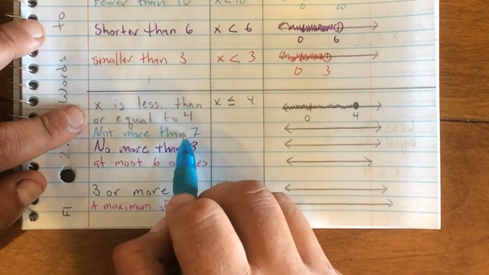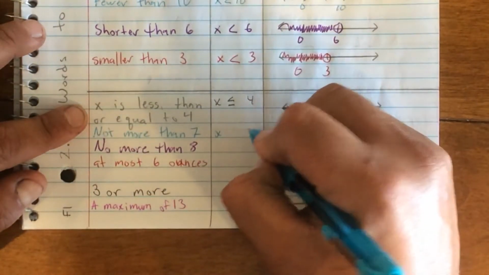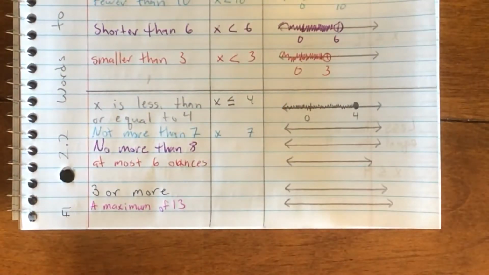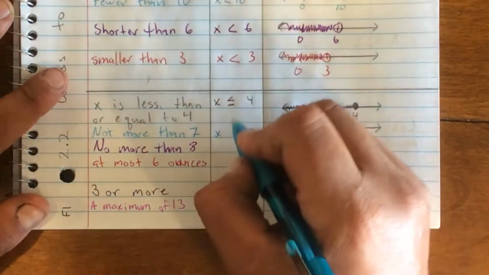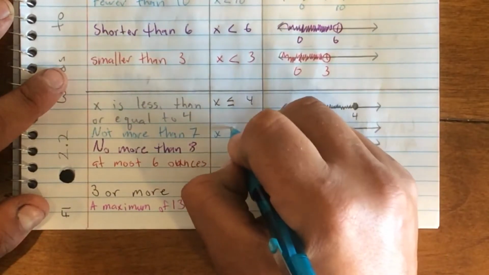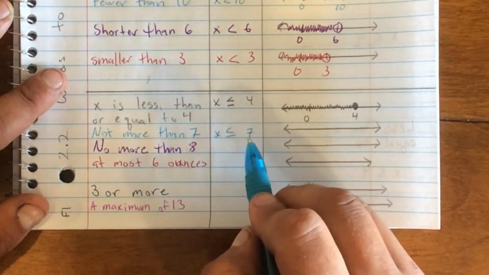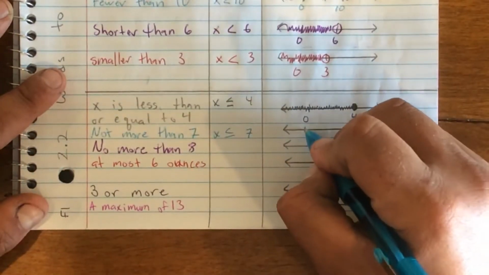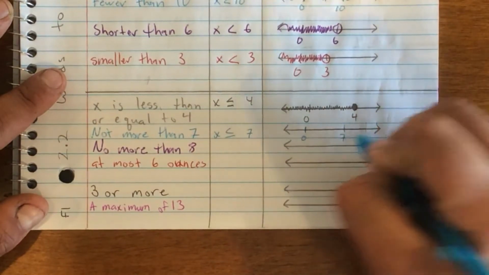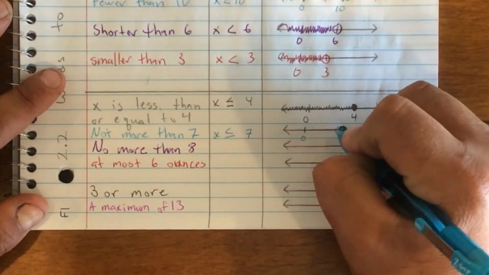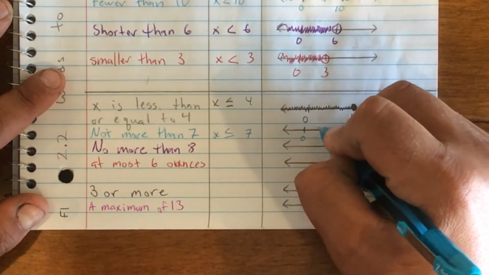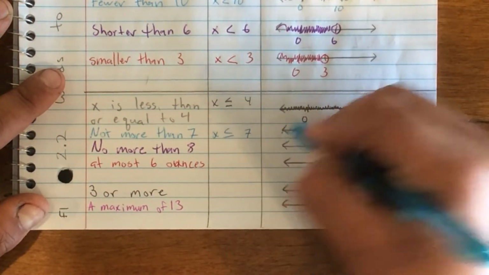Not more than 7. So we have X and 7. So if it can't be more than 7, it can be 7 or less. So X is going to be 7 or less, which is the same thing, 0. 7 can be 7, but it cannot be more than. So we're going to do 7 and shade to the left, to the negative side.